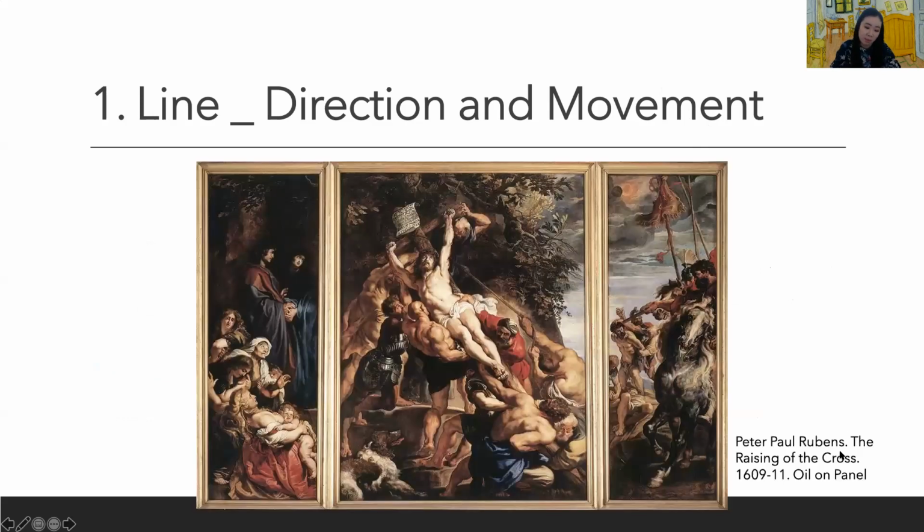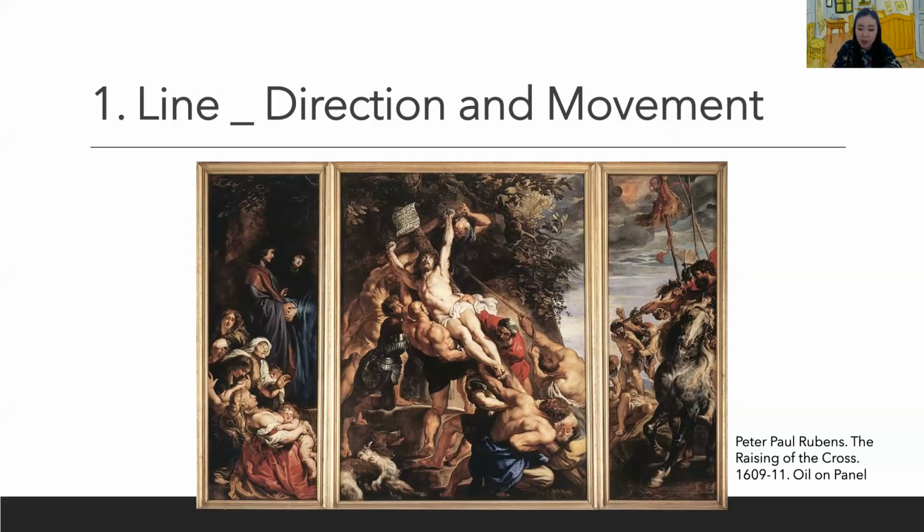So let me show you an example. This is Peter Paul Rubens' oil painting, The Raising of the Cross. This is a Baroque style painting from the 17th century. The Baroque art movement arose after the Renaissance during the age of colonial settlement. And Baroque art features motion, emotion, turbulence, grandeur, and contrast.